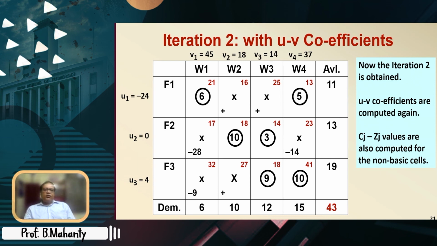So like this, for all the non-basic variables, you have to compute Cij minus Ui minus Vj, and for the basic variables, Ui plus Vj equals Cij. And to begin with, you have to assume one of the variables as zero. So like this, the process has to continue, and ultimately, if we get everything positive, that is where we stop. Is it all right?